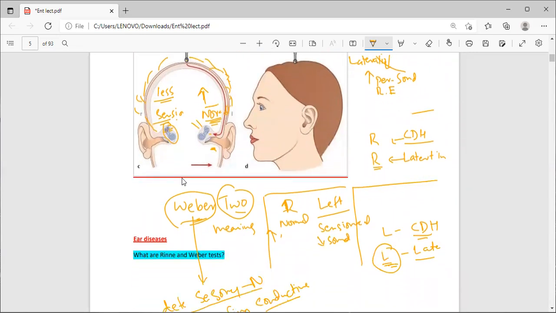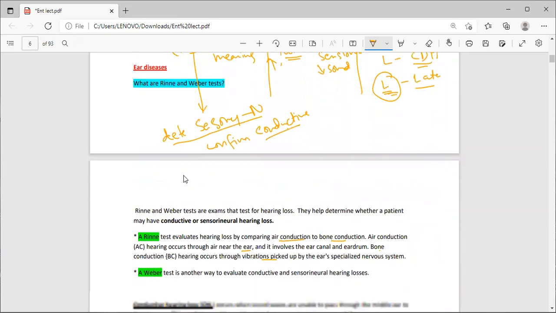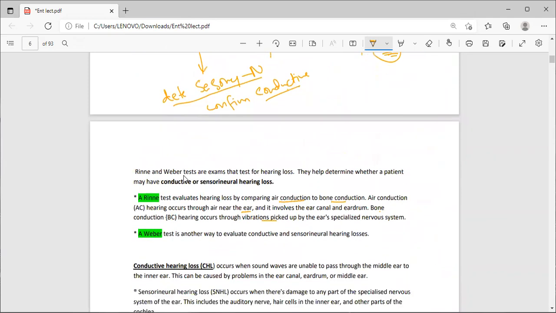So where will be the lateralization? Lateralization will be towards the normal ear. I will repeat that lateralization means perceiving the sound greater on that side. So the sound will be greater on the normal side than the sound perceived on the sensory neural hearing loss side. If anyone has any question, he can ask. Now we will read the text.